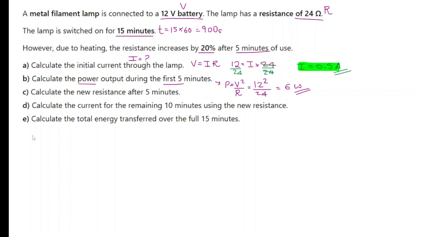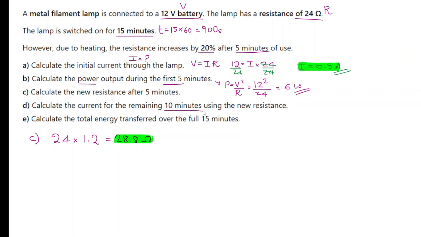Calculate the new resistance after 5 minutes. Now we know after 5 minutes it increases by 20%. So all I need to do is 24 multiplied by 120 over 100, which is 1.2. So this is the multiplier in maths. 20% on top, that's 120%. 120% is 120 over 100. That's multiplying by 1.2.